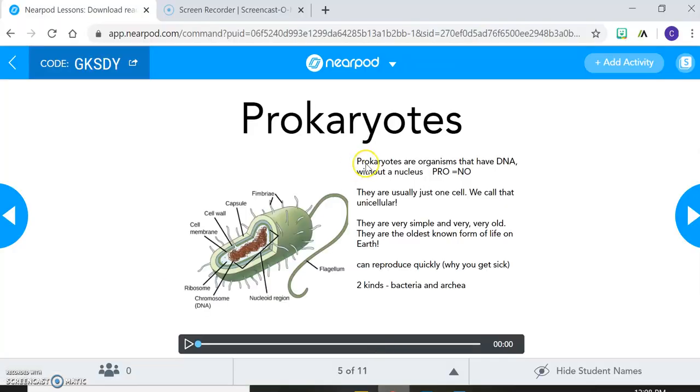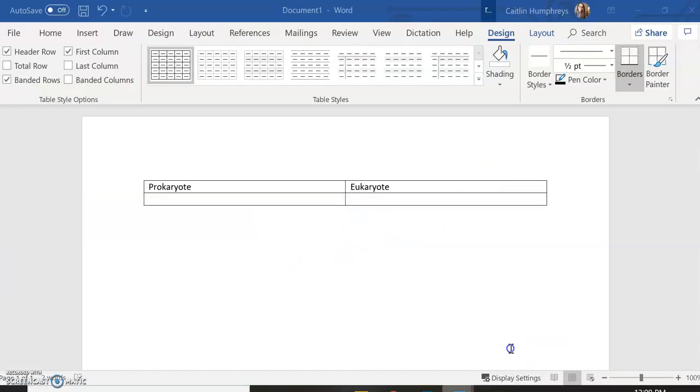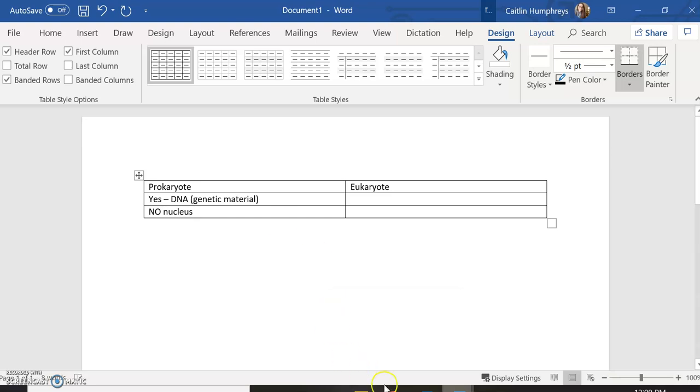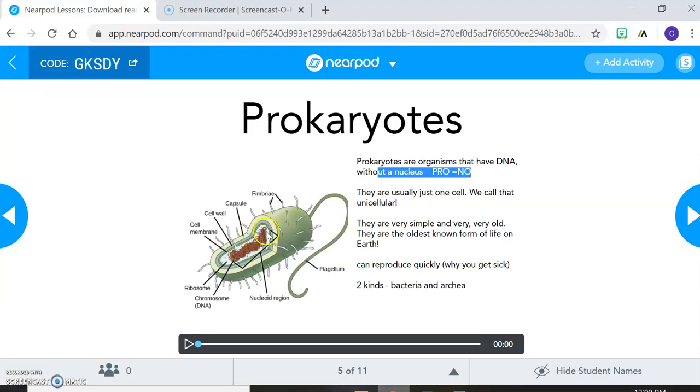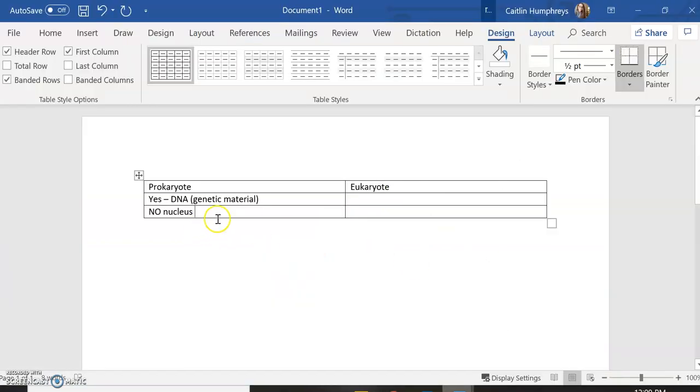Our very first piece of information is that prokaryotes are organisms that have DNA but no nucleus. So our information for prokaryote is yes to DNA, because remember DNA from our last lesson is genetic material, and all living things need genetic material to live. We need a code that tells us how to reproduce and grow and develop. So it has DNA, but it is not inside of a nucleus. Basically this means it is free floating, as you can see here in this nuclear region. It has all of these wound up chromosomes and DNA, but it is not in a nice little capsule. So we have no nucleus.